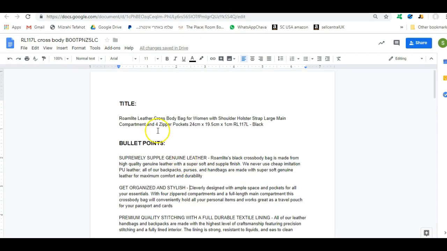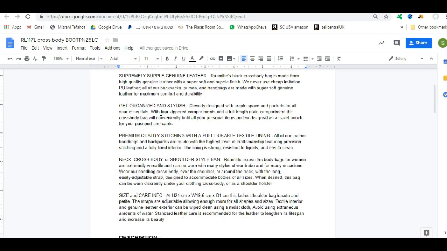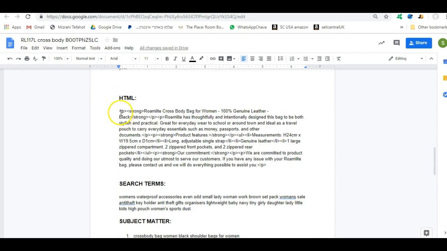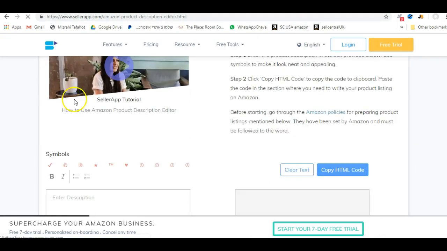And then I deliver it in a handy Google Doc here. I usually download it and deliver it to the client in a Word file. But here it is in Google Doc form. The title, bullet points, description, and actually you convert that description into HTML. You can do that using a tool called Seller App. It's a free tool, a product description editor.